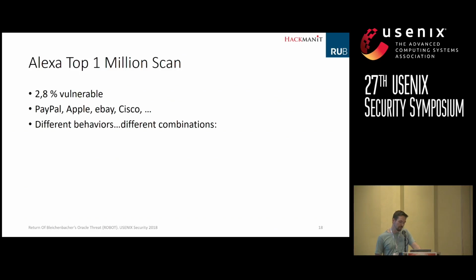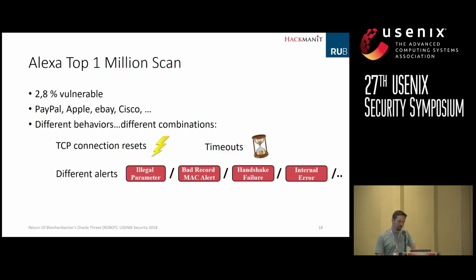And from the scientific perspective, it was also very surprising that we saw different behaviors in different combinations. So it was not only one server or one vendor responsible for this, but different vendors. What we saw were different combinations of TCP connection resets or timeouts depending on the TLS protocol flow or TLS messages sent. We saw different alert messages in different combinations, like illegal parameter, bad record MAC, handshake failure, internal error, and so on. And what was also interesting from my perspective was that we saw duplicate alert messages.